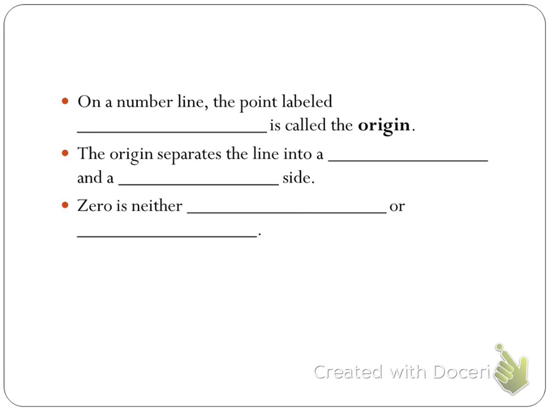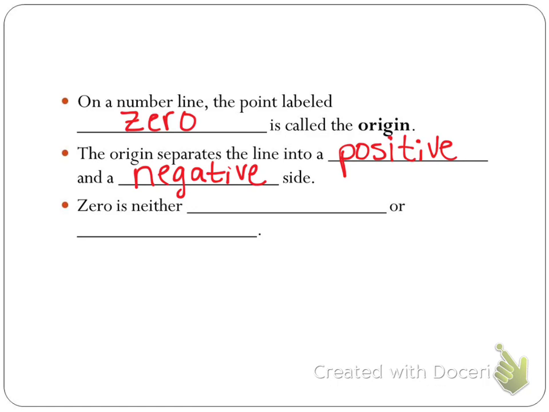Alright, on a number line, the point labeled 0 is called the origin. The origin separates the line into a positive and negative side. Zero is neither positive or negative.